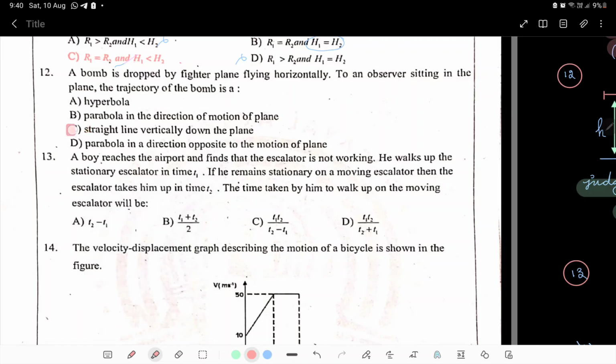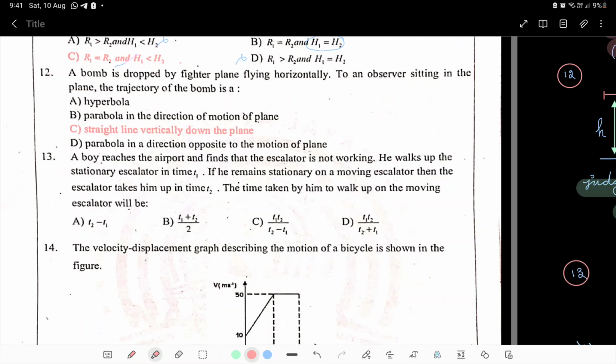And the option is this one, that is straight line vertically down from the plane. Why? Because there is no horizontal relative velocity with respect to the man of a bomb. And question number 13, I am not solving it, we already did it in the class. I told you in both the sections in our top classes, therefore I am not doing it.